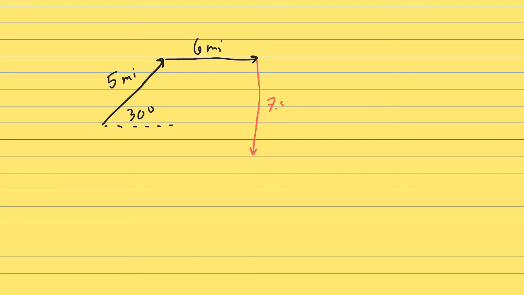So let's start with an object that's moving, let's say at a 30-degree angle. And let's say that it moves a distance of 5 miles. And then it moves east a distance of 6 miles. And then south a distance of 2.5 miles. Oh, that's not reasonable. 7.5 miles. I'm going to try and draw it somewhat to scale.